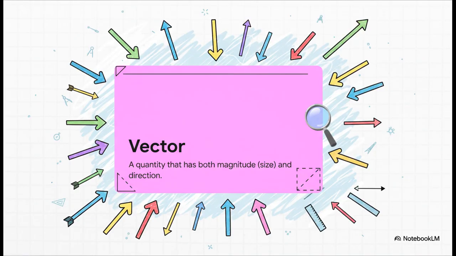It's a fundamental concept in physics, in math, and it perfectly captures any quantity that has both a size, which we call magnitude, and a very specific direction. It's like an arrow that knows exactly where it's going.